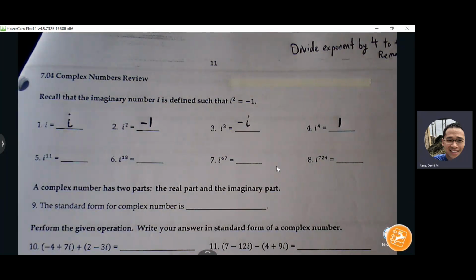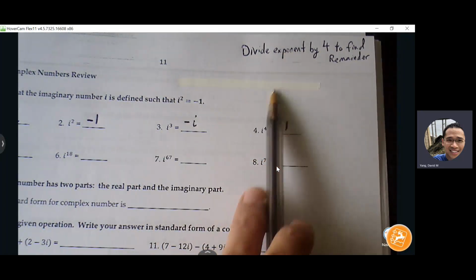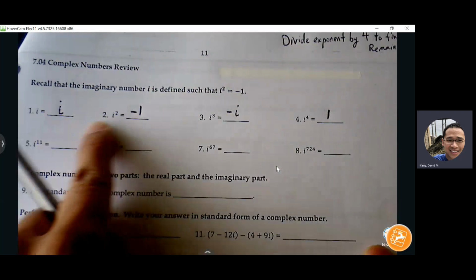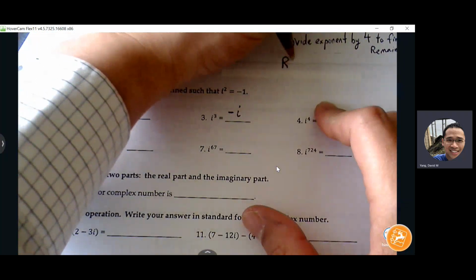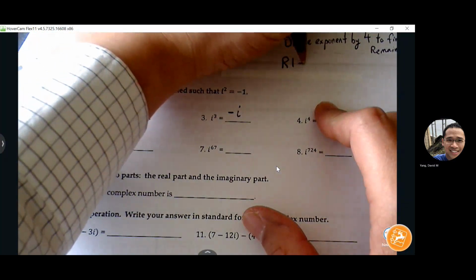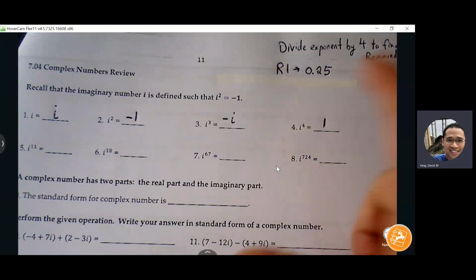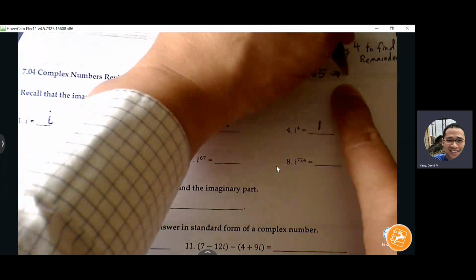So we use this property in the calculator. We divide the exponent by 4, and whichever remainder we get is going to indicate which pattern it's going to fulfill. It's either i, -1, -i, or 1. So here's the pattern. If I get a remainder of 1, that's going to be indicated by 0.25. So if you divide something by 4 and you get 0.25, that indicates it's going to match this i here.